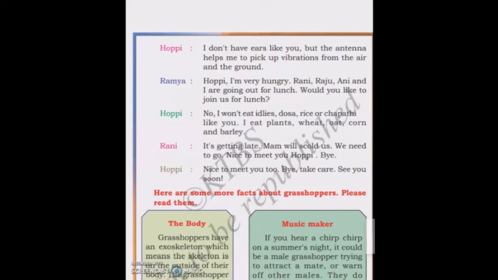Now Rani says, it's getting late. Ma'am will scold us. We need to go. Nice to meet you, Hoppy. Bye. Now they already had a lot of conversation with Hoppy. So Rani finally realizes that they are getting late. And if they are late, definitely ma'am will scold them. So she says that we need to leave the place. She says, nice to meet you, Hoppy, and says bye to Hoppy. Hoppy says, nice to meet you too. Bye. Take care. See you soon. Okay. Even Hoppy says bye to the children and they all depart. They all leave that particular place.